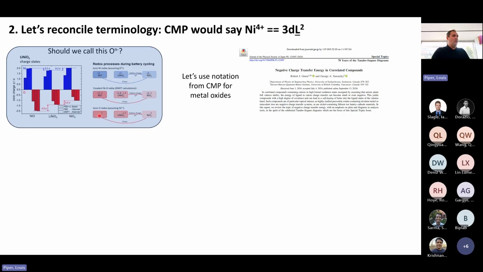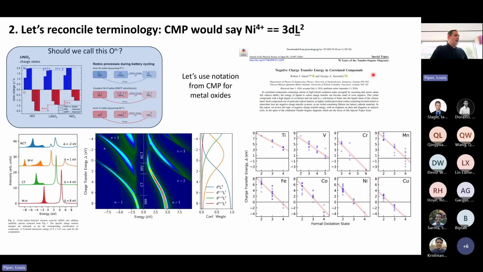Should we talk about oxygen 2 minus, 2 minus, or some mixed one? Unfortunately, the person associated with that tweet mostly published some work about negative charge transfer energy compounds in correlated systems, and essentially had done loads of calculations looking at different metal oxides and sulfides.